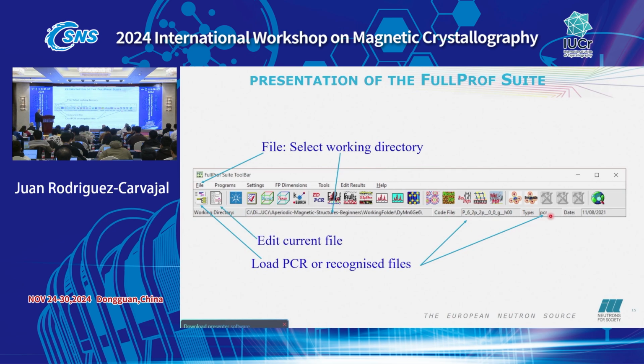For example, when you click here, you edit the file which is loaded with an editor that you can select. Here you have, for example, when you click on FullProf or Fourier or Globsim or WinPlotr or this is Calculator or BasIreps, you click on that and the program runs automatically, looking at the code file and looking for the proper files that you have loaded in the toolbar.